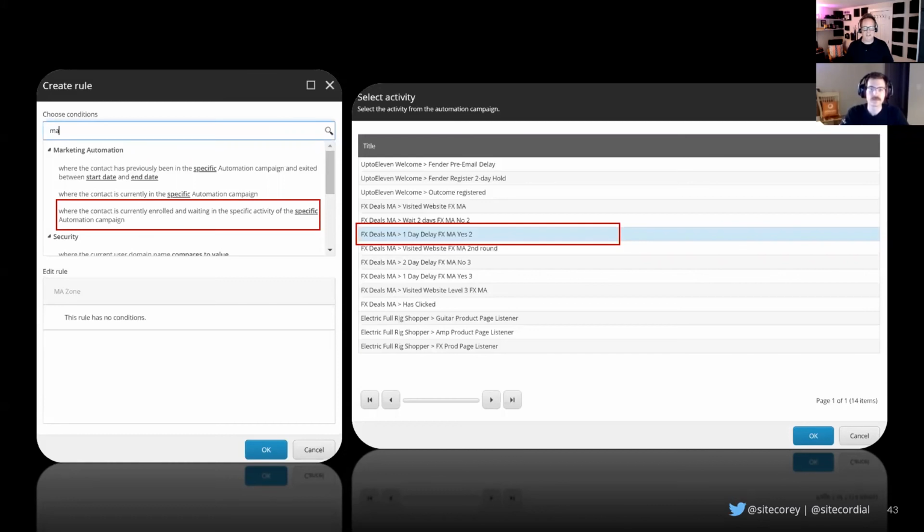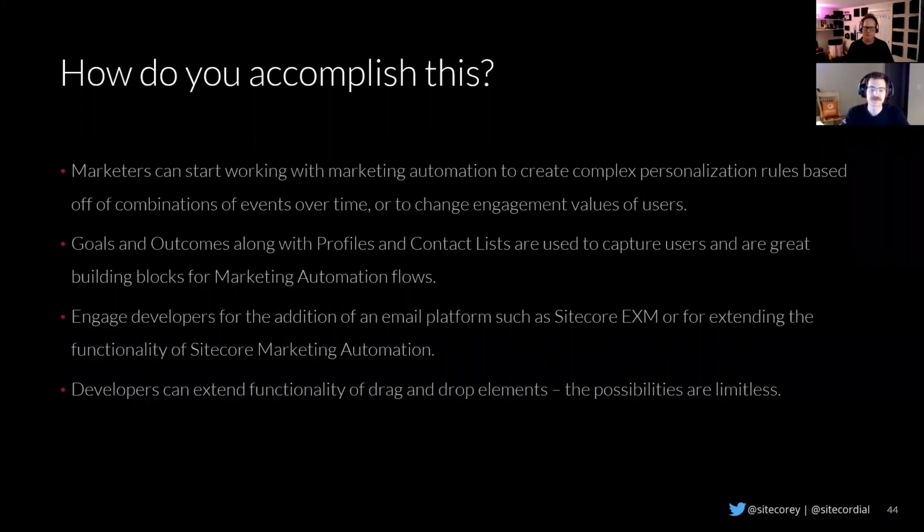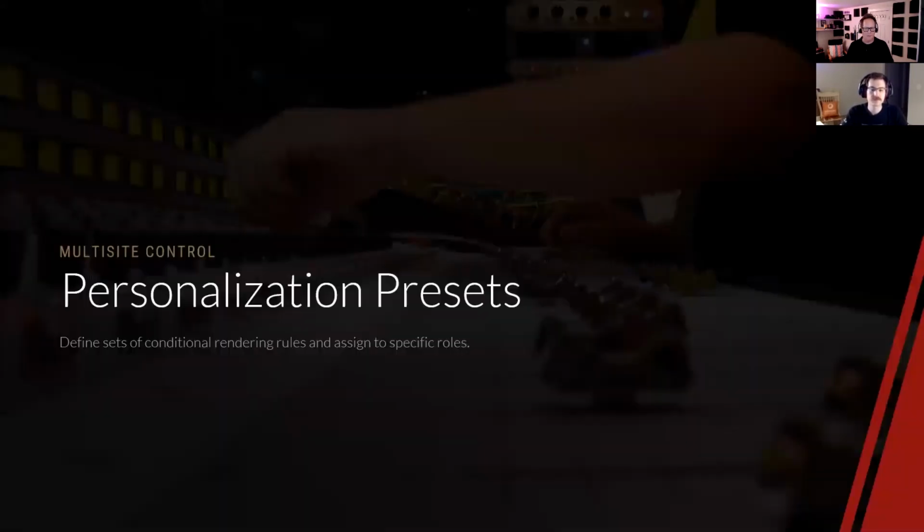You can almost change the site before somebody hits a certain page, not from knowing email, but just knowing what state they're in, almost predictive. Again, that's a pretty simple one. Marketers can start working with it right away. Again, your prerequisites matter. If you want to customize or build out and tie to email, such as Sitecore EXM, you're going to need a developer, but they can certainly extend functionality beyond even email and add custom drag and drop elements. As you see here on the slide, the possibilities are pretty limitless. So very cool. And then personalization presets.